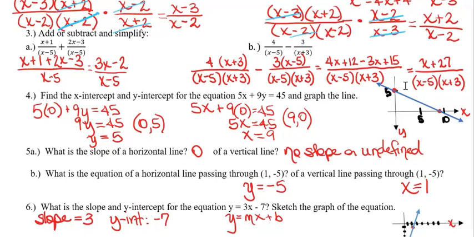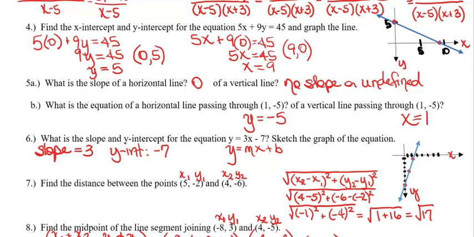All right, then for number 4, they ask us to find the x and the y-intercept for the equation and then graph it. So remember, to find the x-intercept, you're going to put 0 in for y.